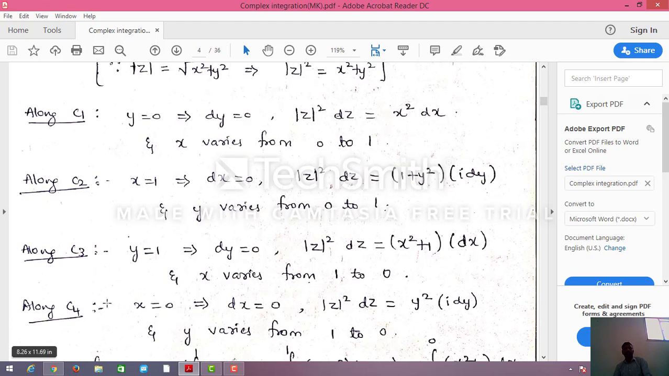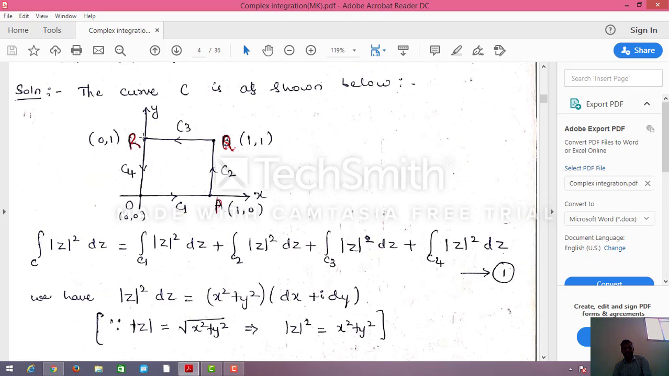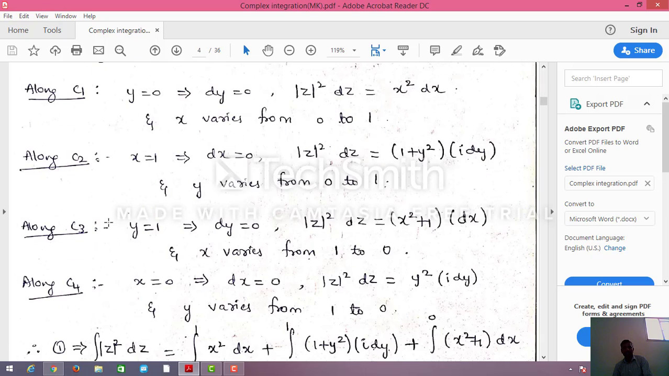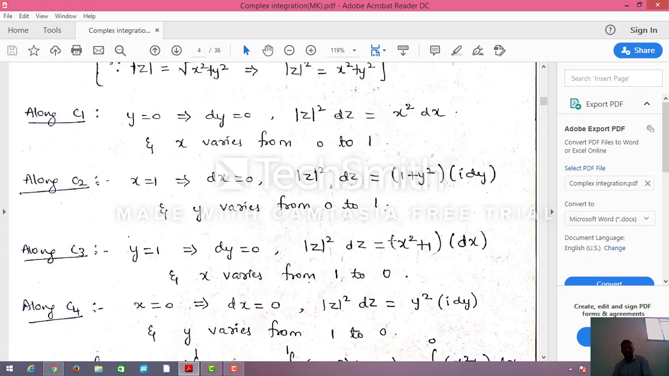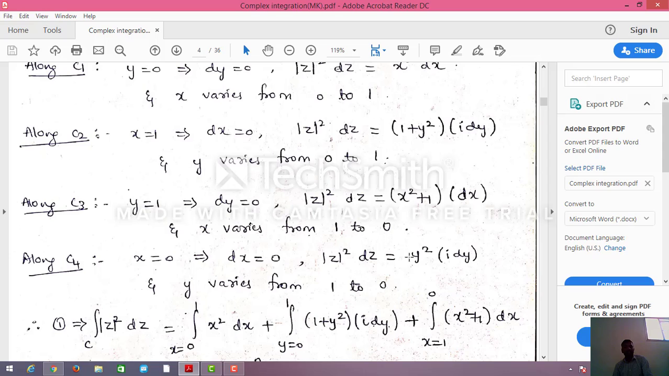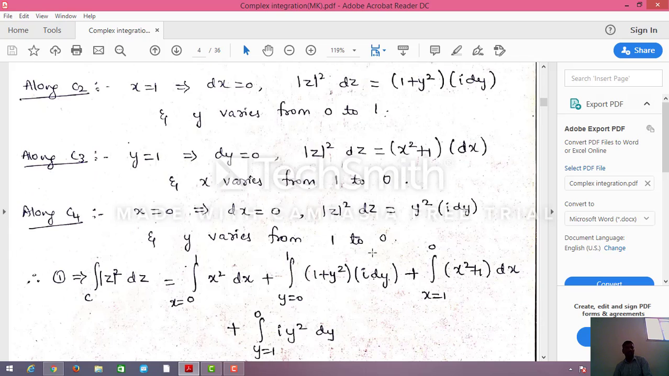Next along C4. C4 is nothing but the y-axis. Y-axis means x equal to 0. So dx equal to 0. Here dx should be 0. I will take the limits in terms of y. So modulus of z square into dz equal to, here x should be 0, so y square, dx should be 0, into i dy. So y varies from 1 to 0.